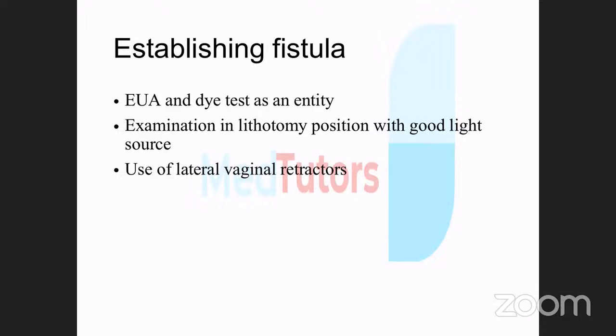Sometimes when you have a fistula that is associated with some incontinence, you may need to do a dye test so that you'll be able to fully identify where the urine is coming from. For you to be able to do that, you definitely need a good light source and a good operating bed to actually position the patient. Of course, you need a lot of retractors. But the simplest retractor that you use in examining a fistula patient is the Sims speculum, which is used in left lateral position. That's the Sims position. Next slide.